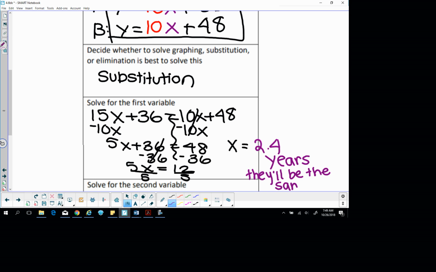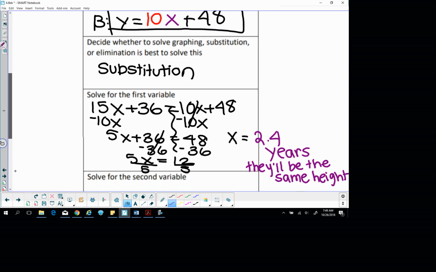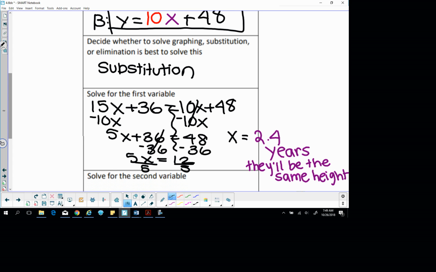And sometimes the question will just ask that. Sometimes they'll be like, okay, well, how many inches will they both be when they're equal? To find that out, I gotta plug it back in and solve for my second variable. Does it matter which equation I plug it into? No. I'm gonna just plug it into the second one because I can see it right now. y equals 10x plus 48. And what do you get as your x? 2.4.